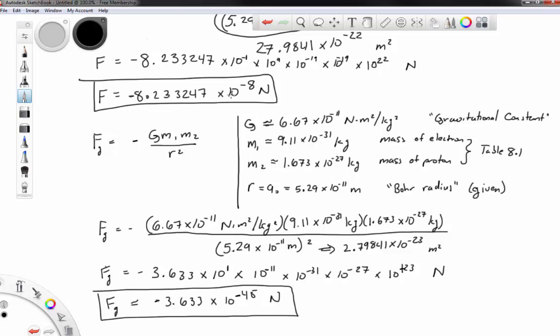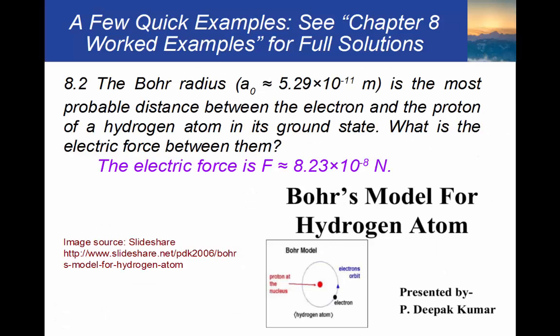That means that this thing is 45 minus 8, or basically 37 orders of magnitude greater than this one. If you wanted to say how many times greater this force is than that force between the proton and the electron, you need a 1 followed by 37 zeros to express that number. So it would seem that the electrical force is quite a bit stronger than the gravitational force between our fundamental particles.